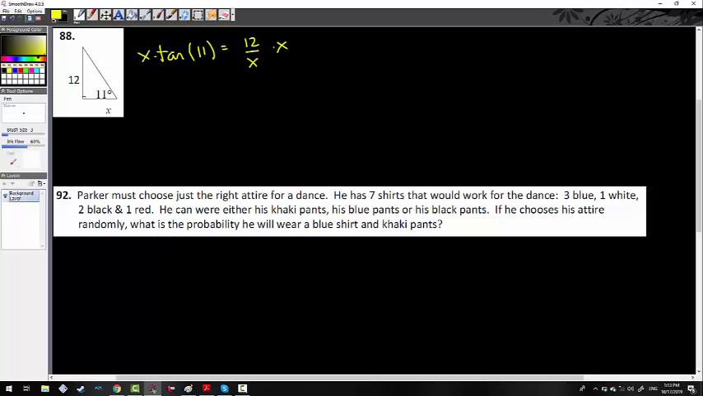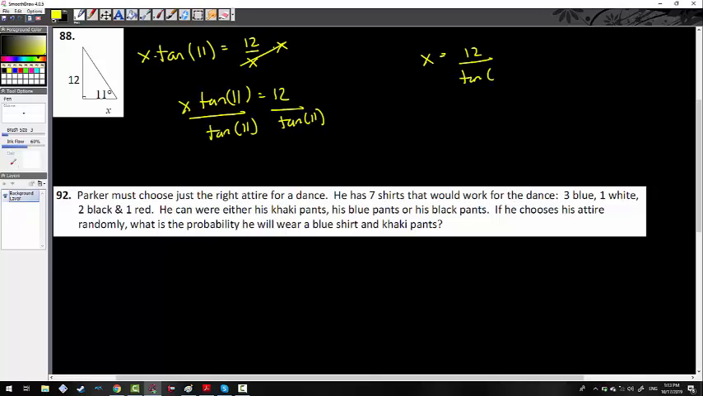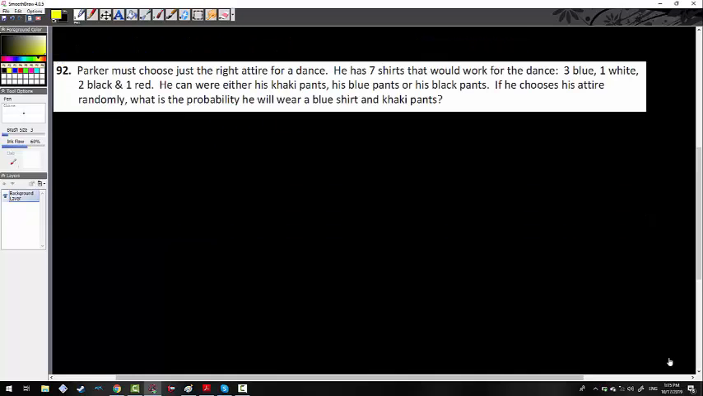I'm going to multiply both sides by x. I get x tan 11 is equal to 12. Again, get x by itself. Just divide by tan 11, because tan 11 is a number. It's just a number you haven't put into your calculator yet. So ultimately, you get x equals 12 over tan of 11, which ends up being 61 point something. You can go ahead and use your calculator for that. And it's on to the last problem here, probability.